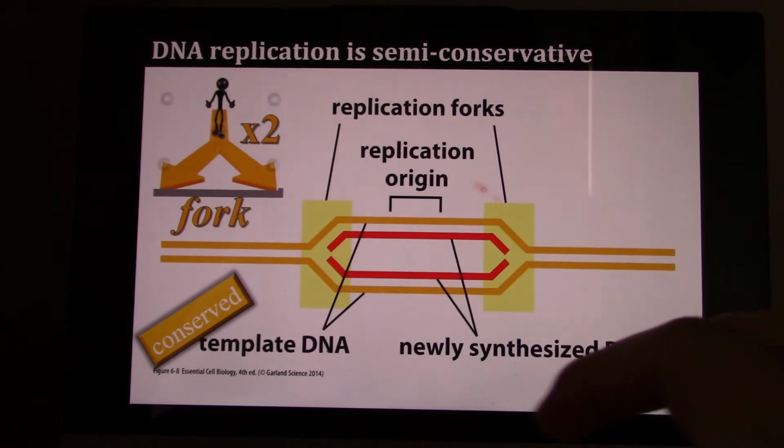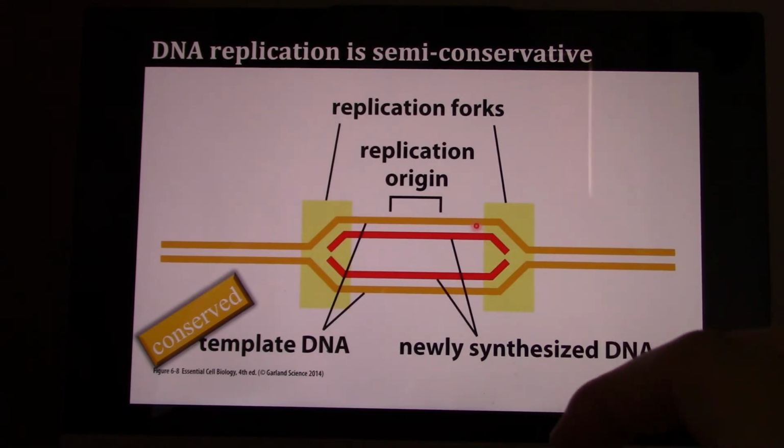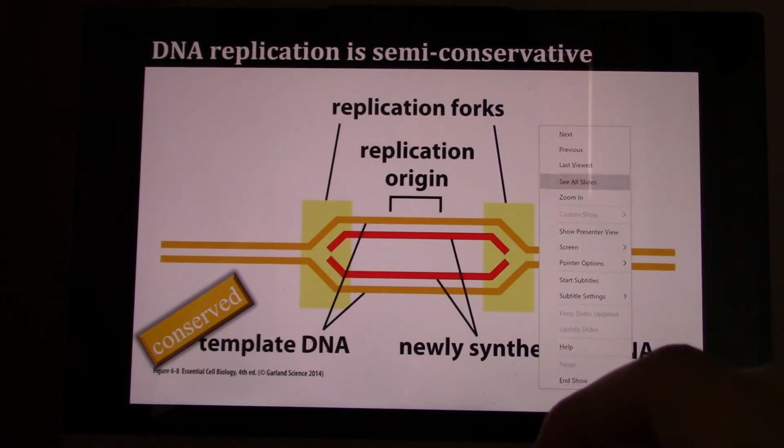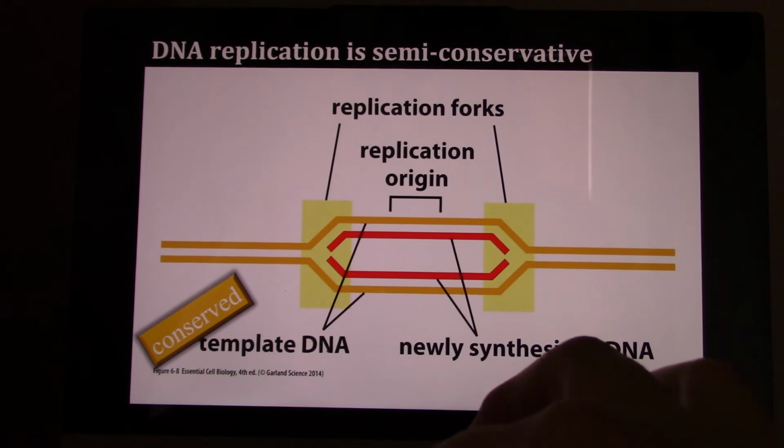All right, so this is the thing here where we're replicating. We've unwound the DNA, and we are replicating. This is called a replication bubble. So this is a replication bubble.